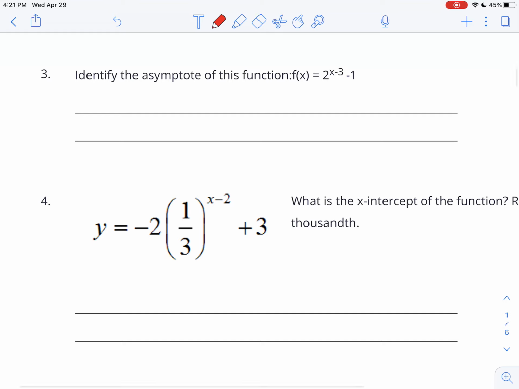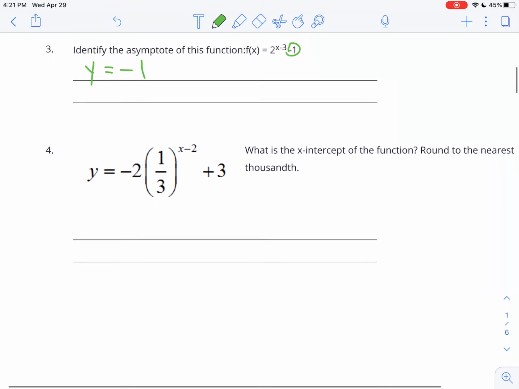All right, asymptotes on number 3. So every exponential function starts with a horizontal asymptote at y equals 0. And so it's the vertical shifts that will change that asymptote. So this one's new asymptote is at y equals negative 1.